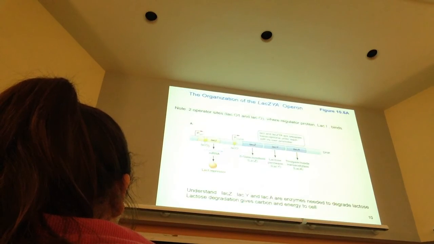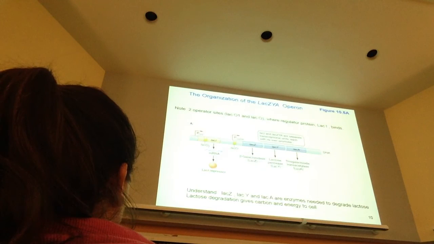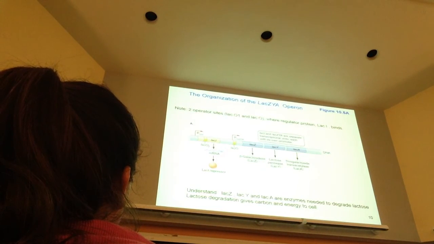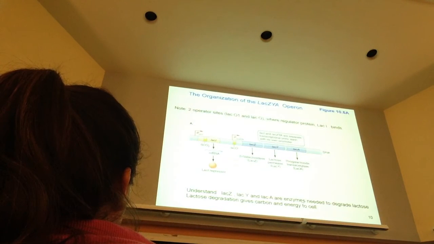So that's the second component. And then a transacetylase, which we're not going to show that reaction, but it needs to be transacetylated in order for it to be broken down. So like I said, LAC-Z, Y, and A are enzymes or a transport protein, in the case of the permease, that are needed to degrade lactose. And so, like I said, lactose degradation gives carbon and energy to the cell.